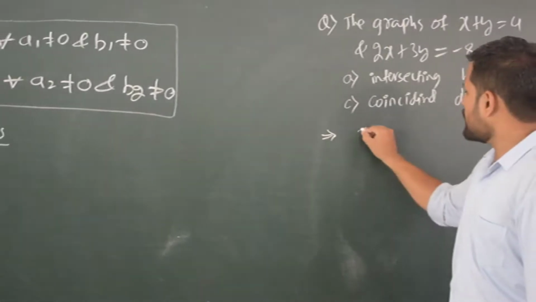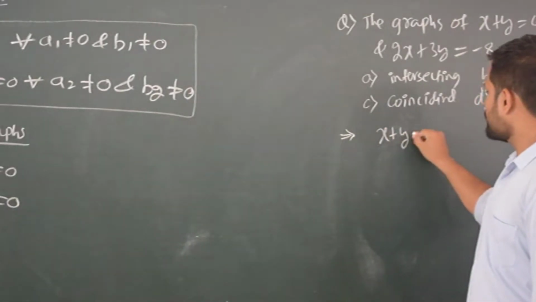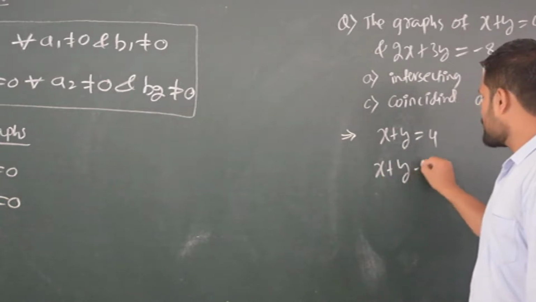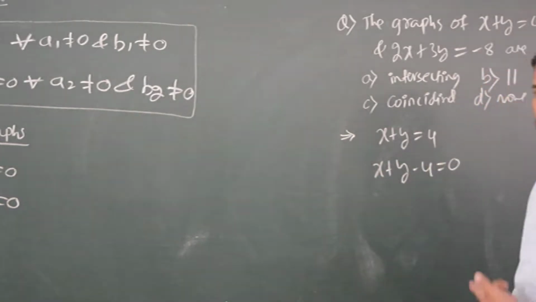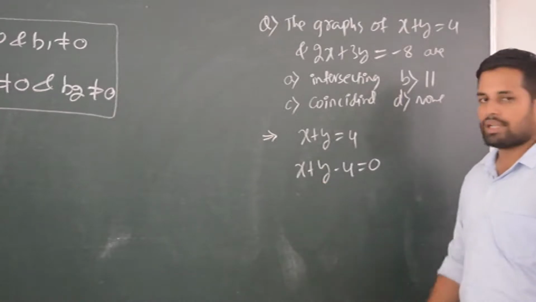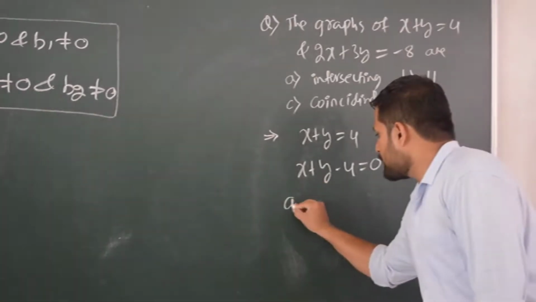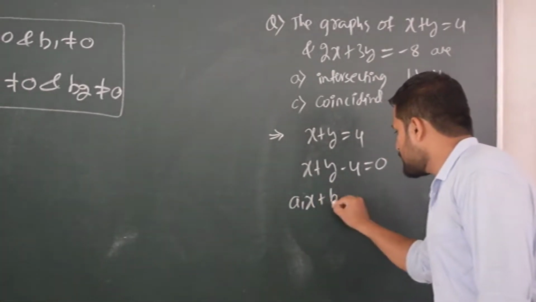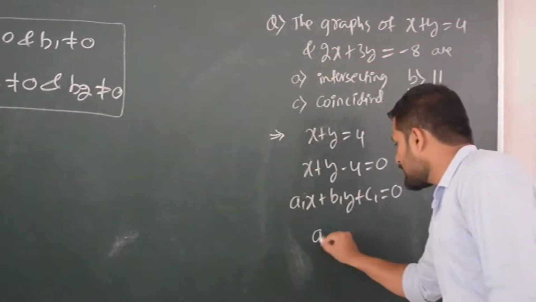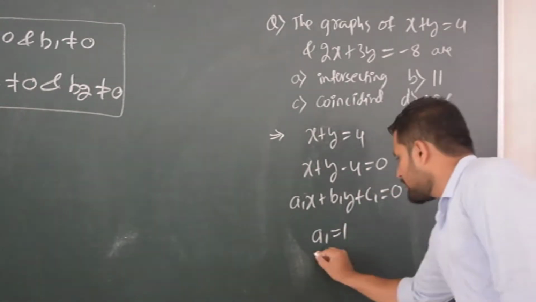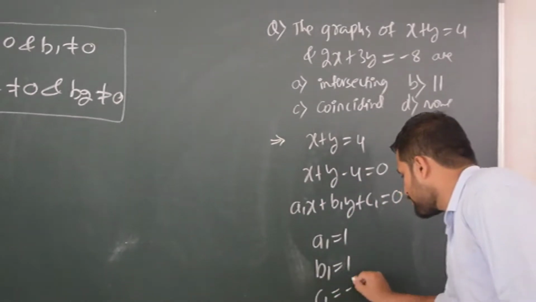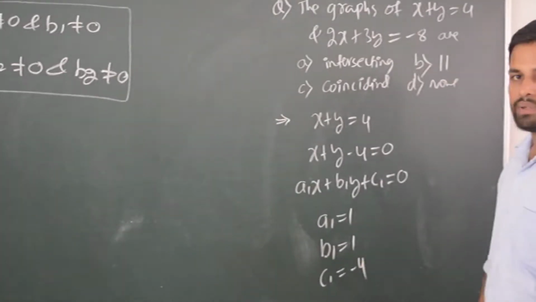So what are the equations I have? The first equation is x plus y is equal to 4, right? Now this equation can be written as x plus y minus 4 is equal to 0. Can I write it like this? Now this can be compared with a1x plus b1y plus c1 is equal to 0. And in this I can write a1 is equal to 1 and b1 is equal to 1, and c1 is equal to minus 4. So a1, b1, c1 I got.